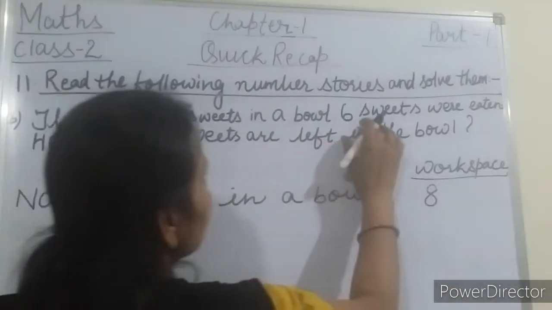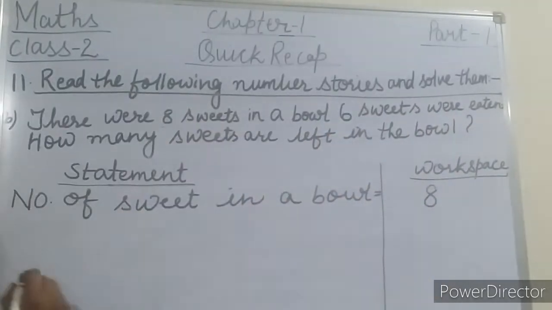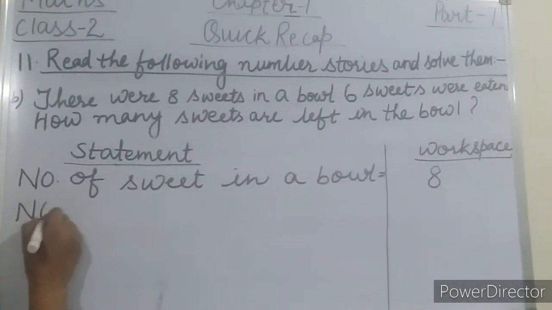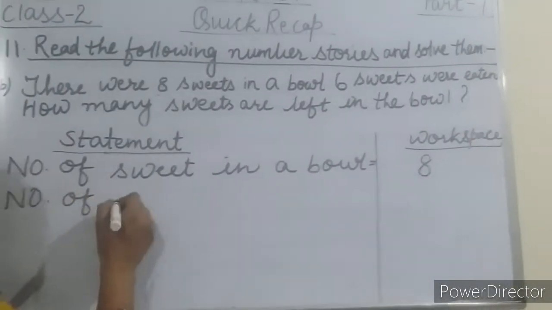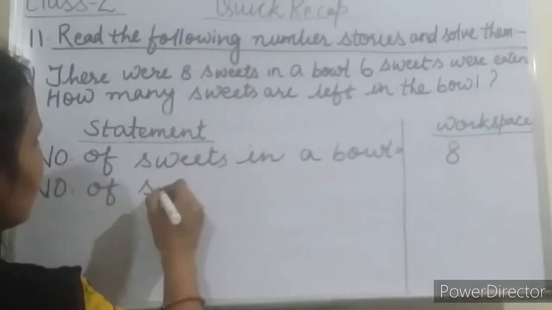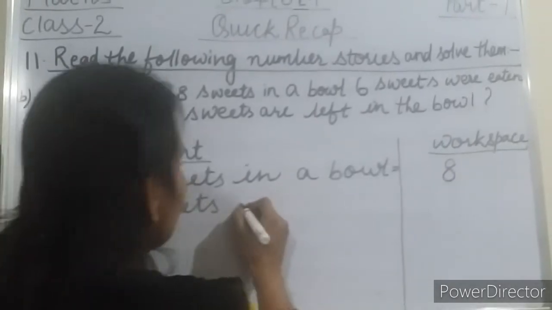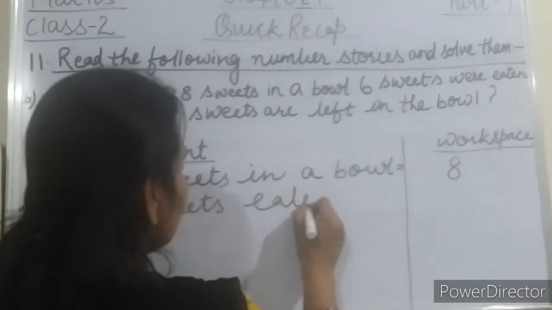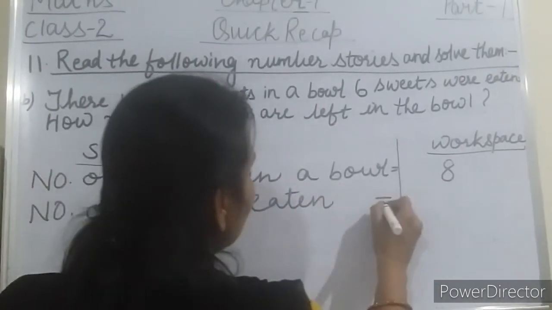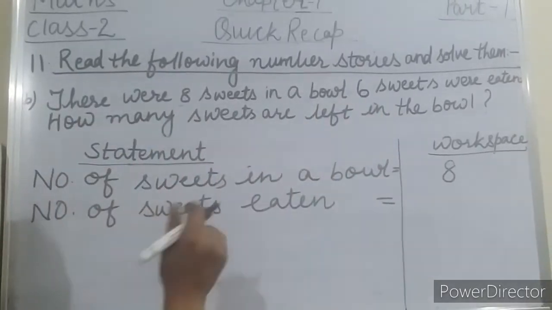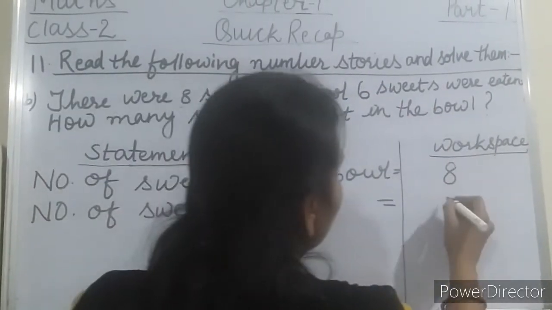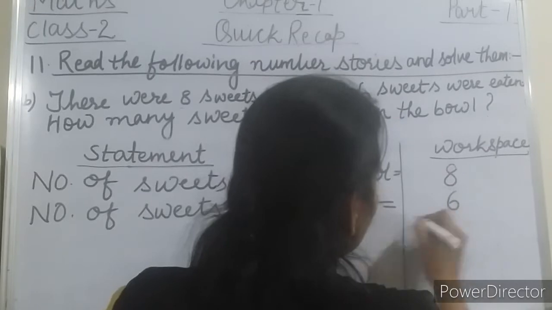And 6 sweets were eaten. So number of sweets eaten is equal to how many sweets eaten? 6 sweets eaten. So here we will write 6.